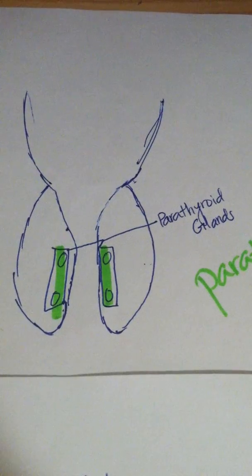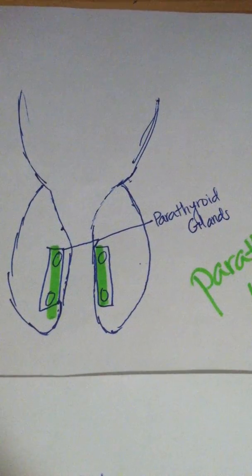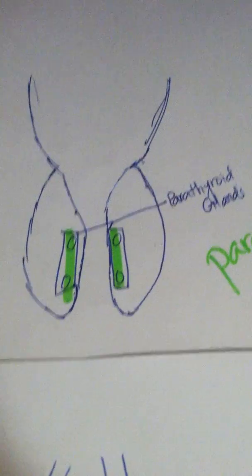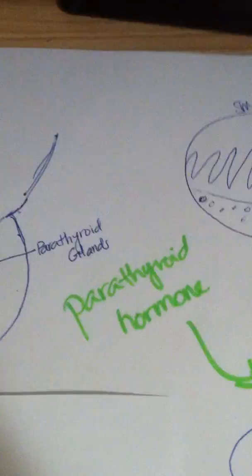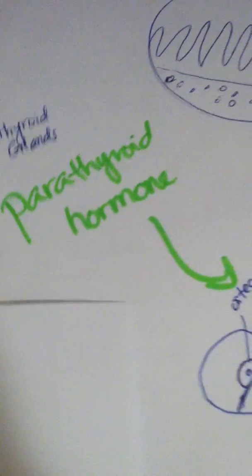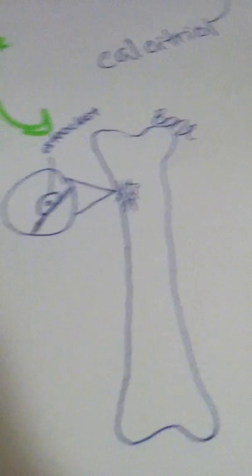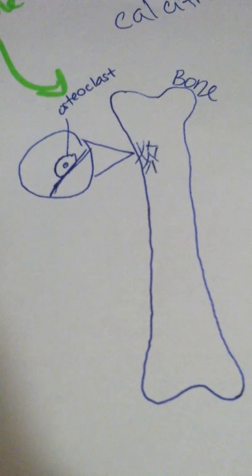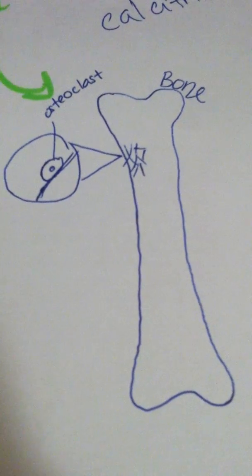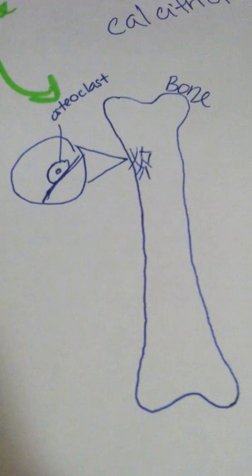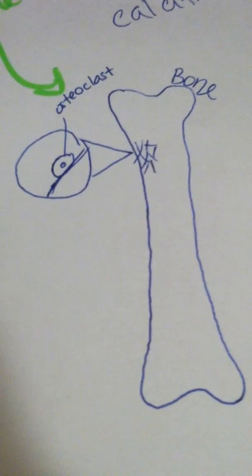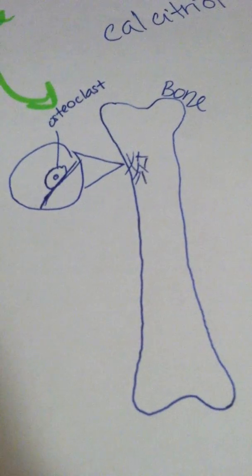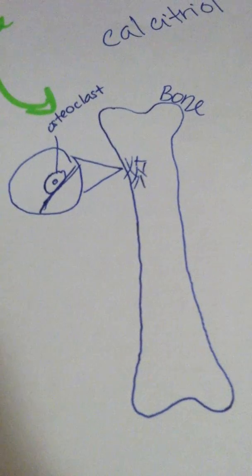So in response to too little calcium in the blood, the parathyroid glands on the back of the throat produce parathyroid hormone, which tells the osteoclasts, which act as a parathyroid hormone receptor in the bone matrix, to break down this bone matrix so that calcium that is stored there is reabsorbed back into the blood for our body's use.